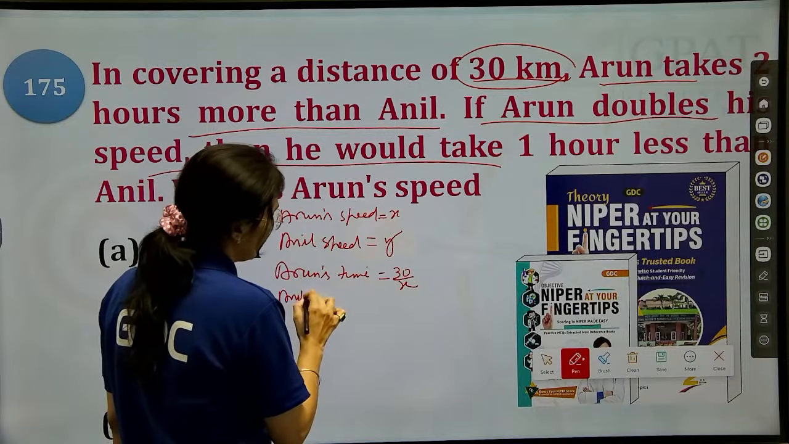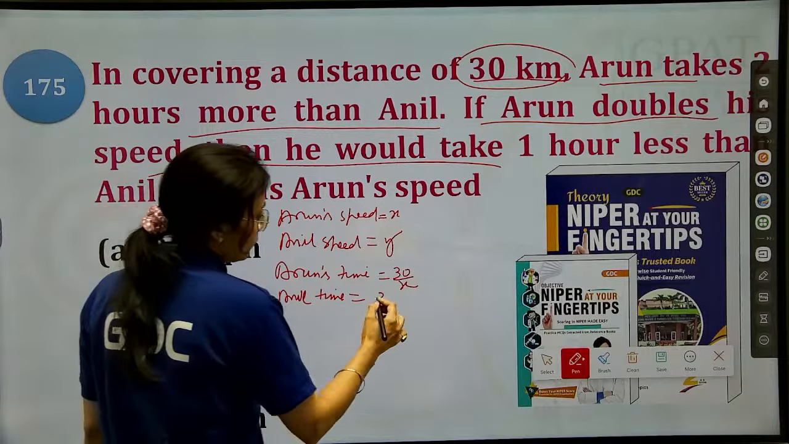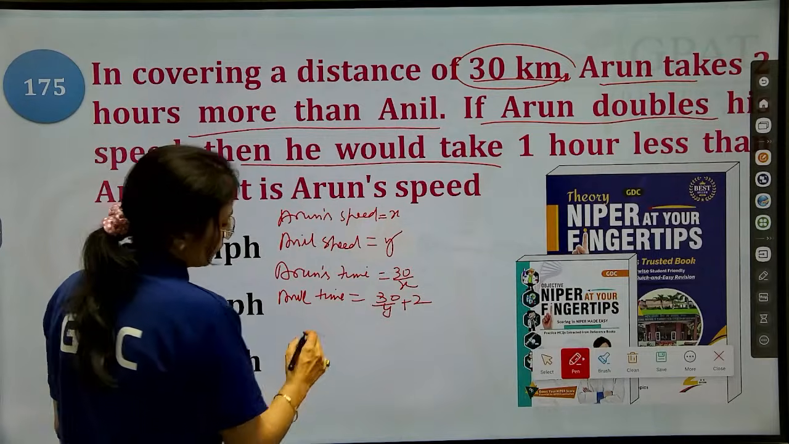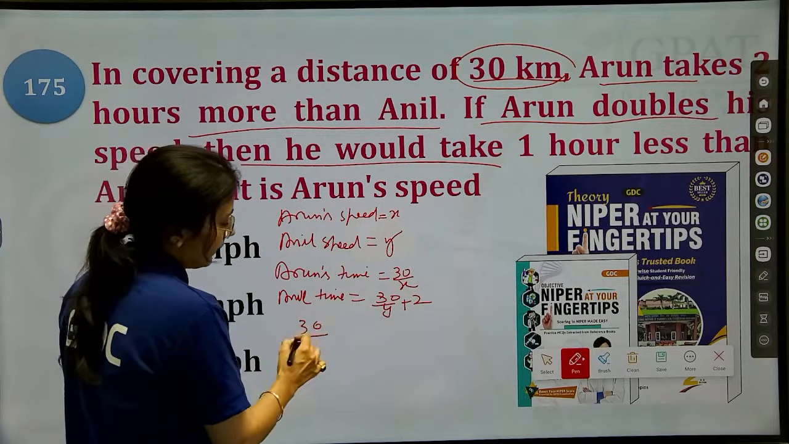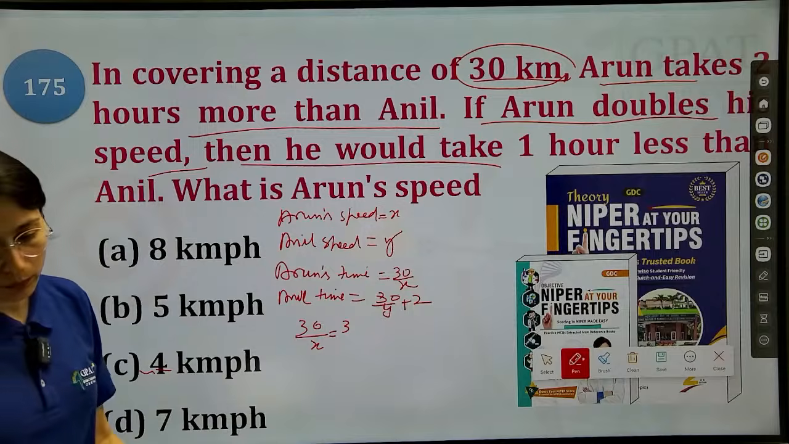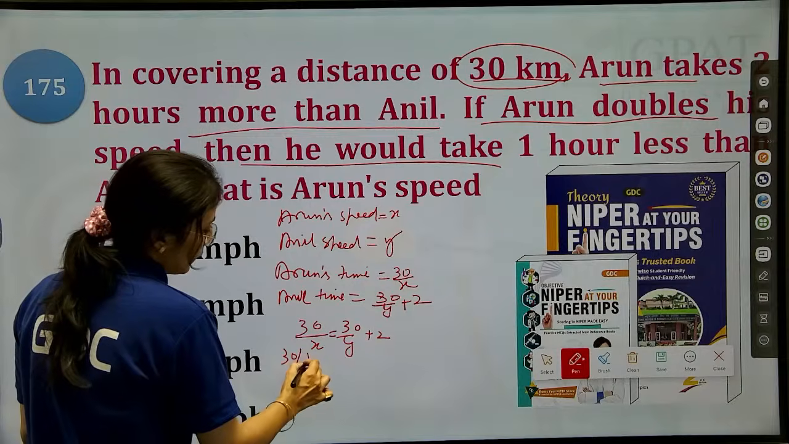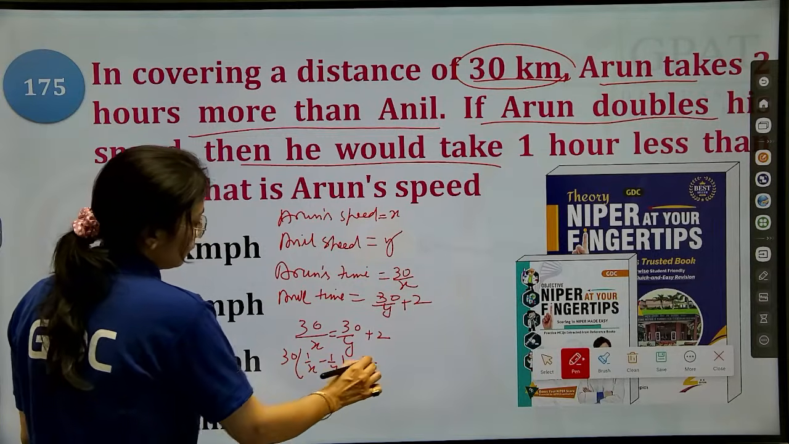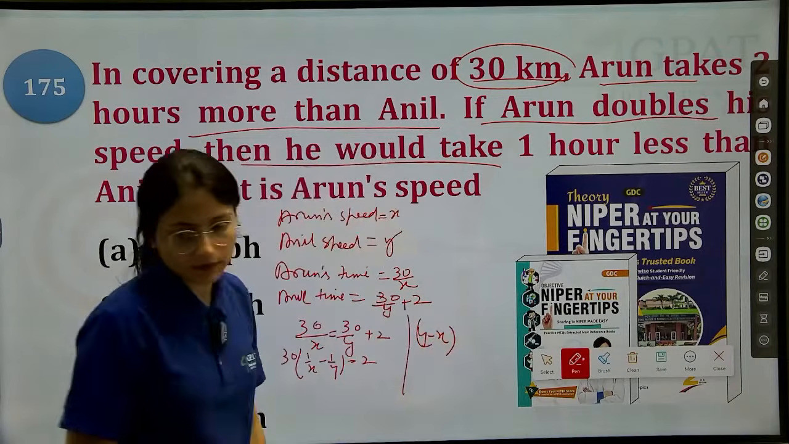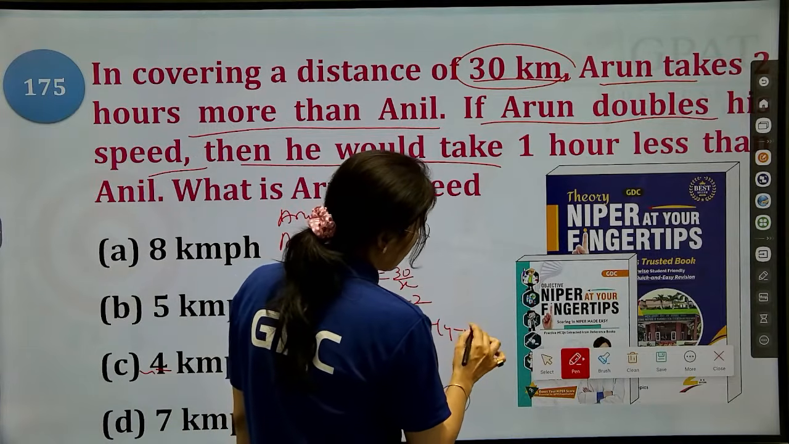So Anil's time is 30 by y plus 2, because he takes 2 hours more. So 30 by x upon 30 by y, we can put in equal: 30 upon y plus 2, that is 30 in bracket 1 upon x minus 1 upon y is equal to 2. So we can say y minus x is equal to 15 in bracket y minus x is equal to xy.